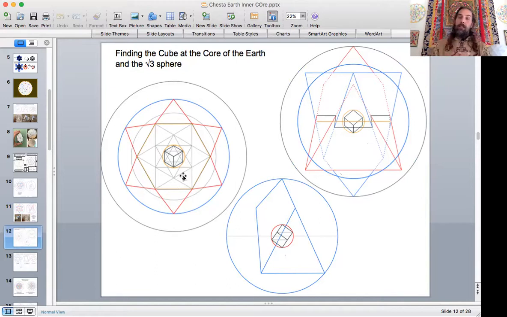So the Chestahedron is working all these elements. It's working the center, it's giving you the core, it's giving you, with the big Chestahedrons, the outside, and then we shrunk the Chestahedron down into the seed of life, and then it's giving you the Earth size sphere. So that's just phenomenal.